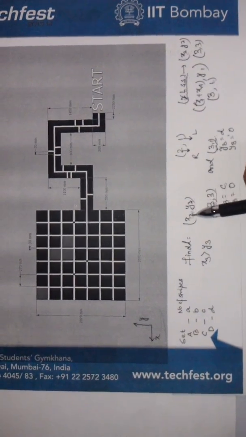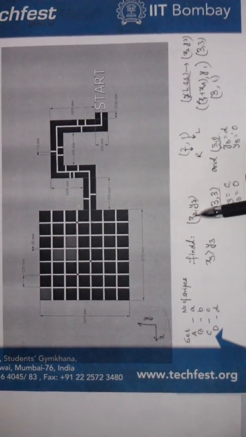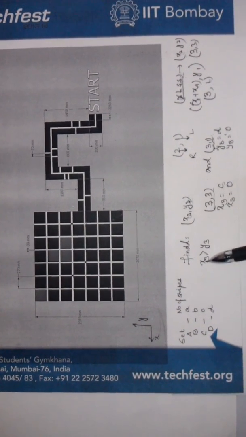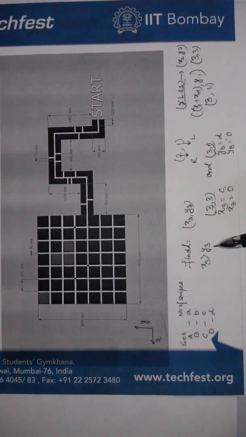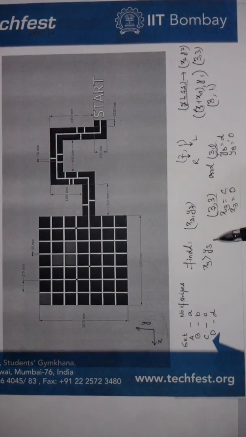Now you have to go to the final coordinate x3, y3. Now if x3 is greater than y3, glow the green LED. After glowing the green LED, your run will be complete. Hope the problem statement is clear to you.